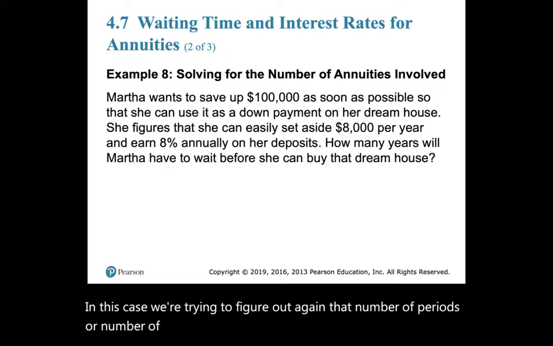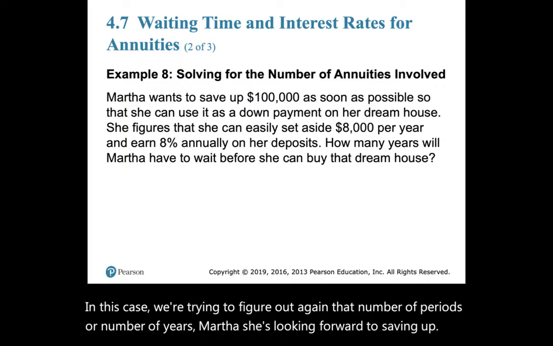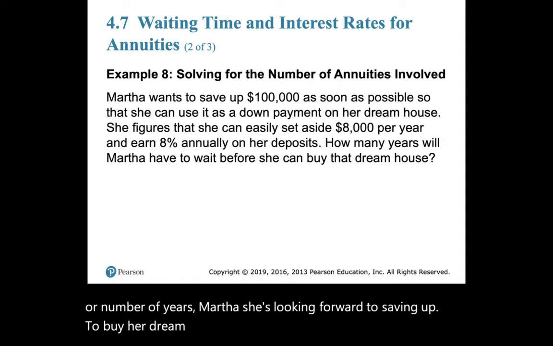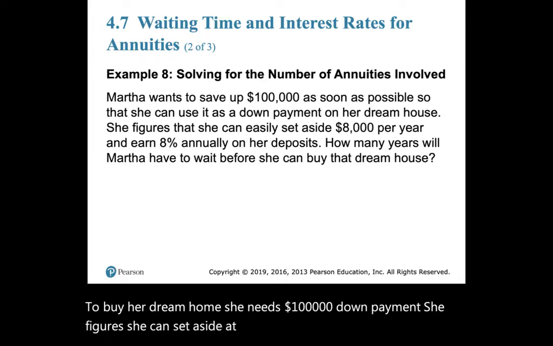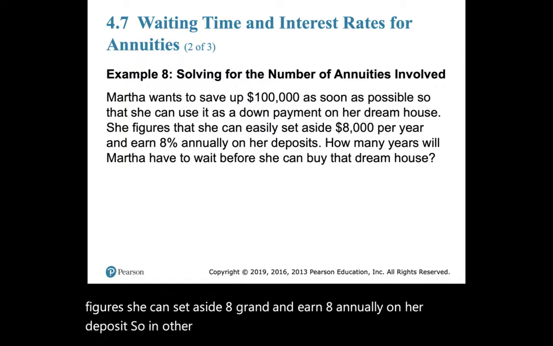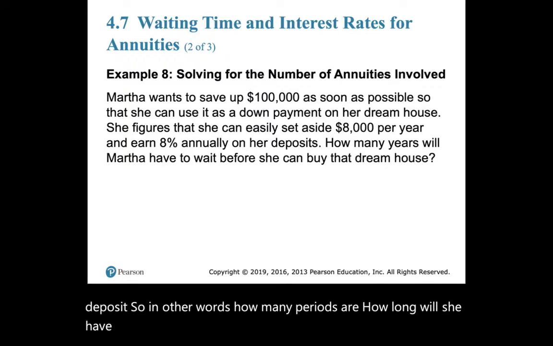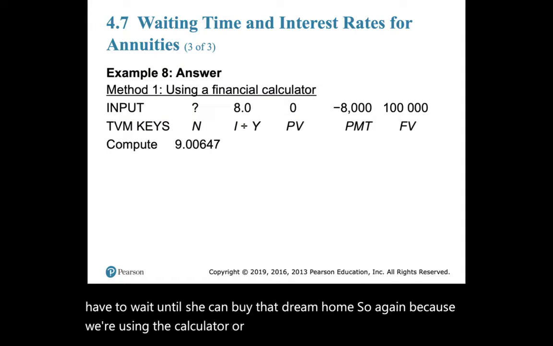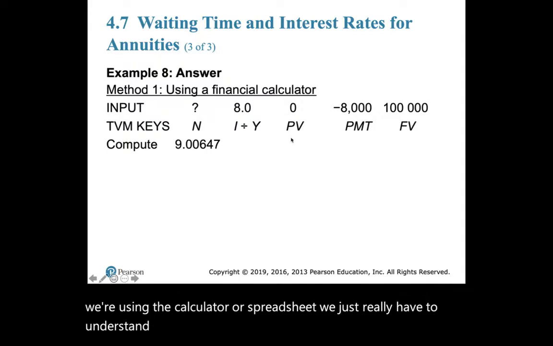Martha is looking forward to saving up to buy her dream home. She needs a $100,000 down payment. She figures she can set aside $8,000 and earn 8% annually on her deposit. So in other words, how long will she have to wait until she can buy that dream home? Because we're using the calculator or the spreadsheet, we just have to understand that we're now trying to solve for N.